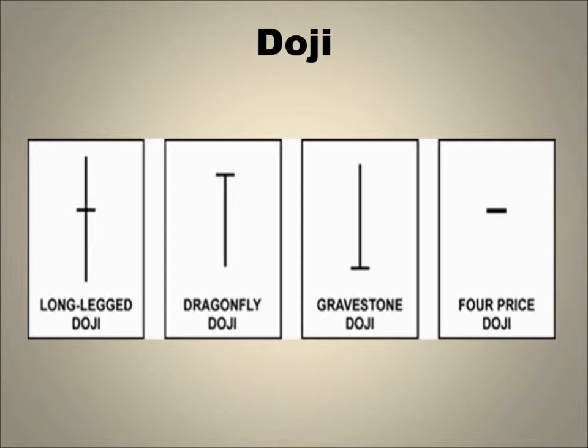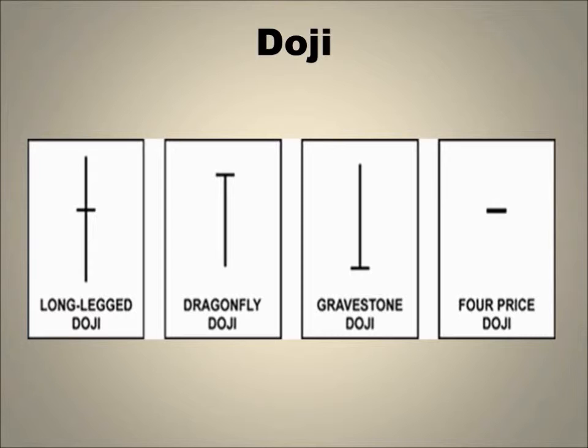Now let's move to the gravestone doji. The gravestone doji is the opposite of the dragonfly doji. It just means that there was a lot of volatility in this market. The buyers were strong, the sellers were strong. However, this tells us that the buyers were on offense and the sellers were on defense because the open and close were at the bottom.